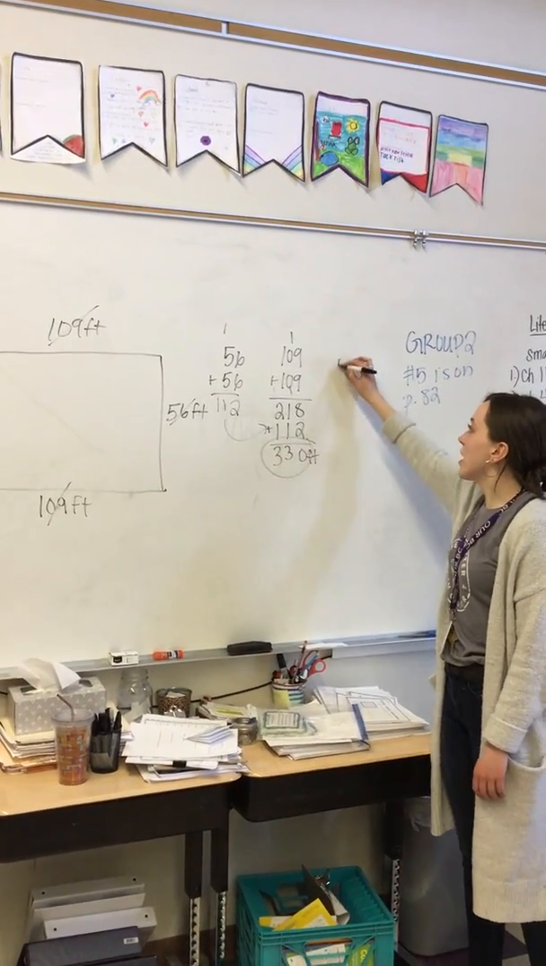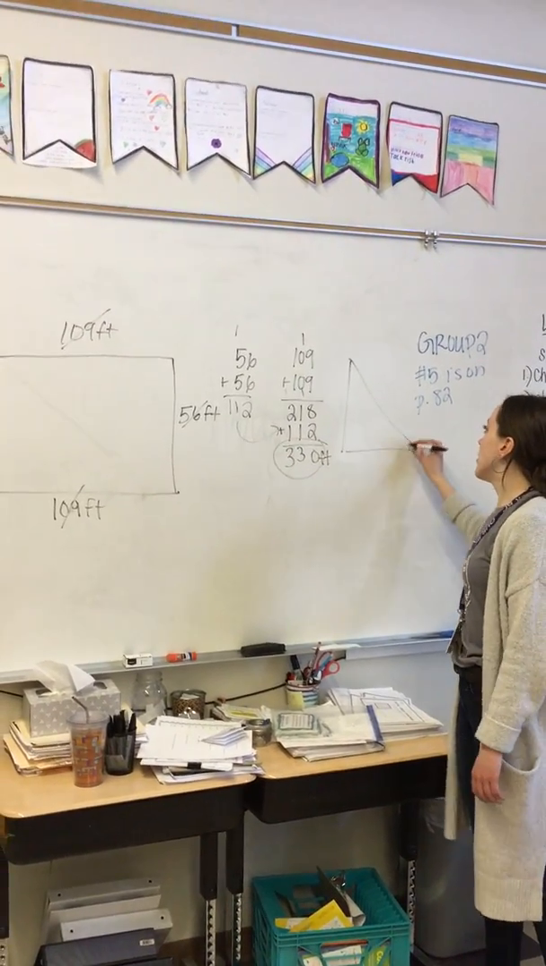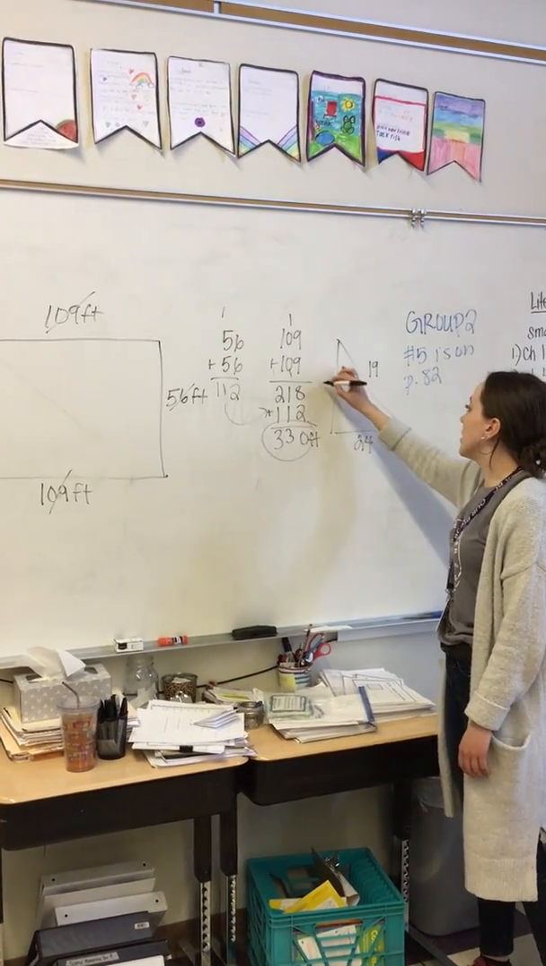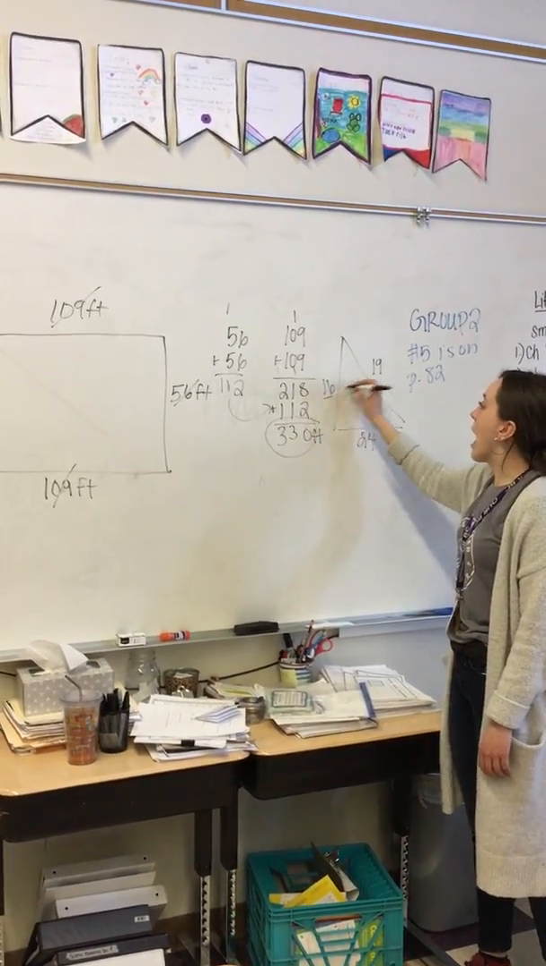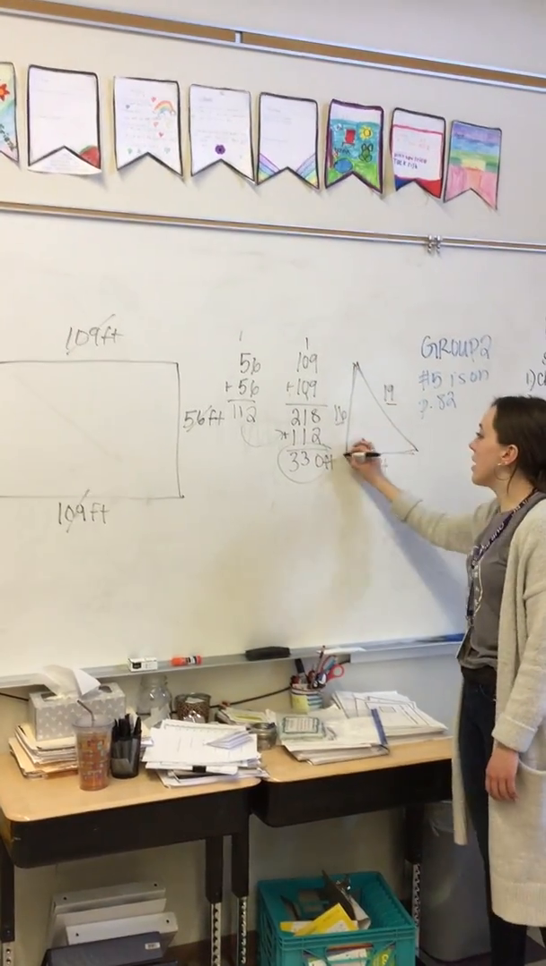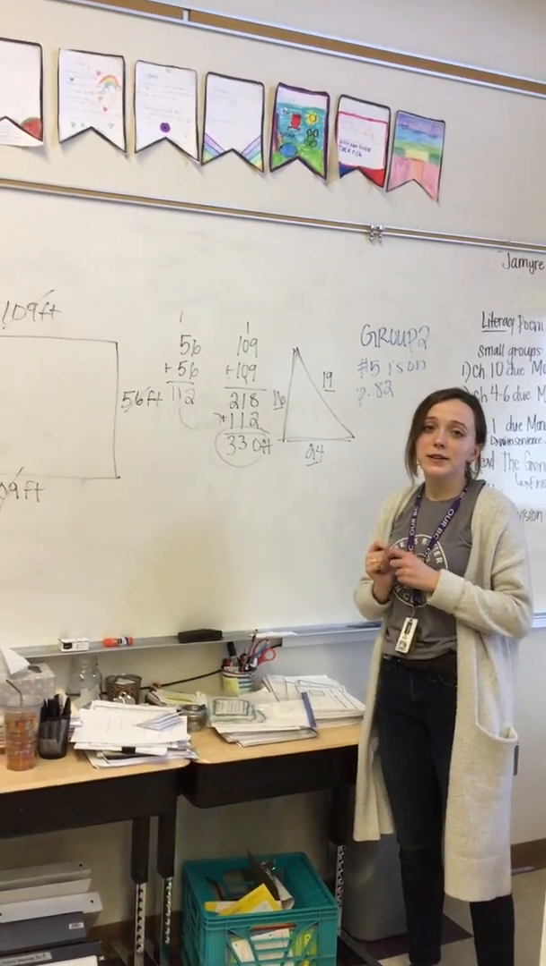Same thing if I had a triangle and my sides were 19, 24, and 16. I would add all three sides because I'm trying to find the total distance around. All right, that's all you need to know.